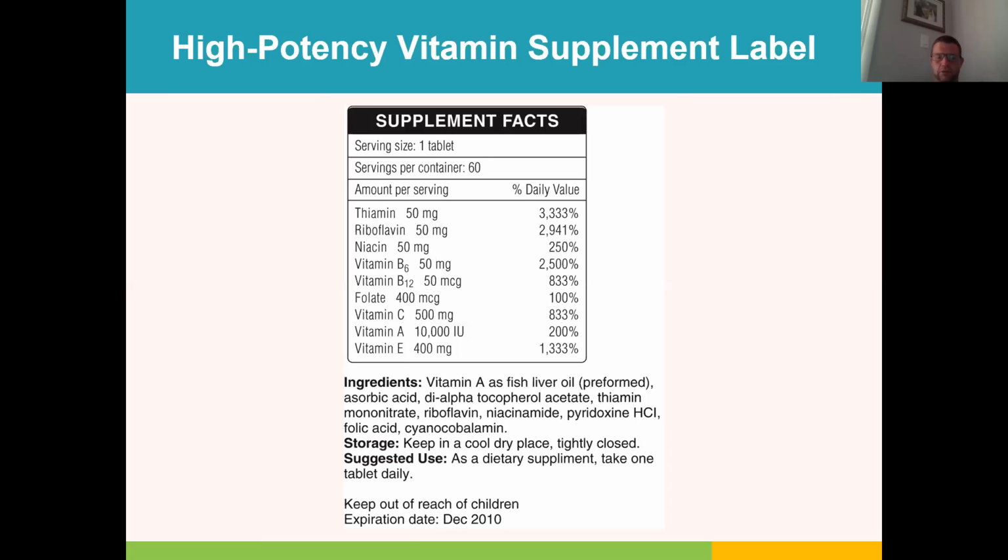And again, there's a good reason for that, because if you look at some of these, like the thiamine, you're getting over 3,000% of your daily value. Riboflavin, close to 3,000. Vitamin B6, 2,500%. Right? Vitamin E, again, over 1,000%. You don't want to double up on those pills. Okay?